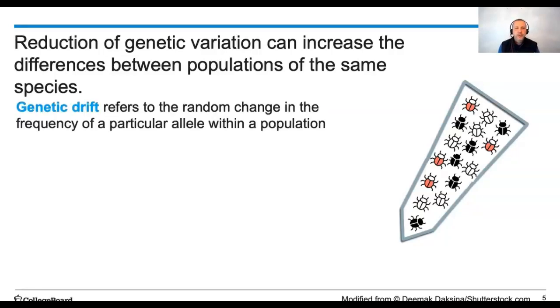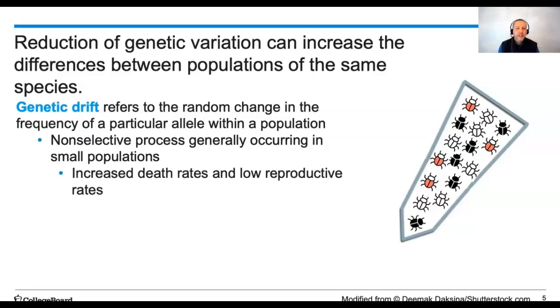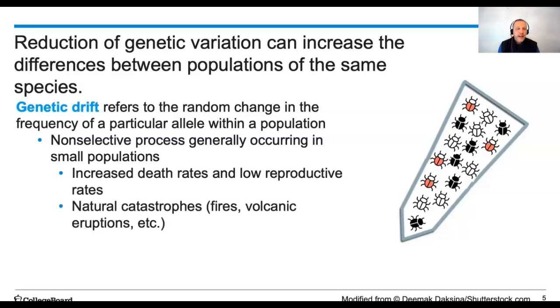Genetic drift refers to the random change in the frequency of a particular allele within a population. It is a non-selective process generally occurring in small populations. There are increased death rates and low reproductive rates. Natural catastrophes, such as fires and volcanic eruptions, can cause this small population.